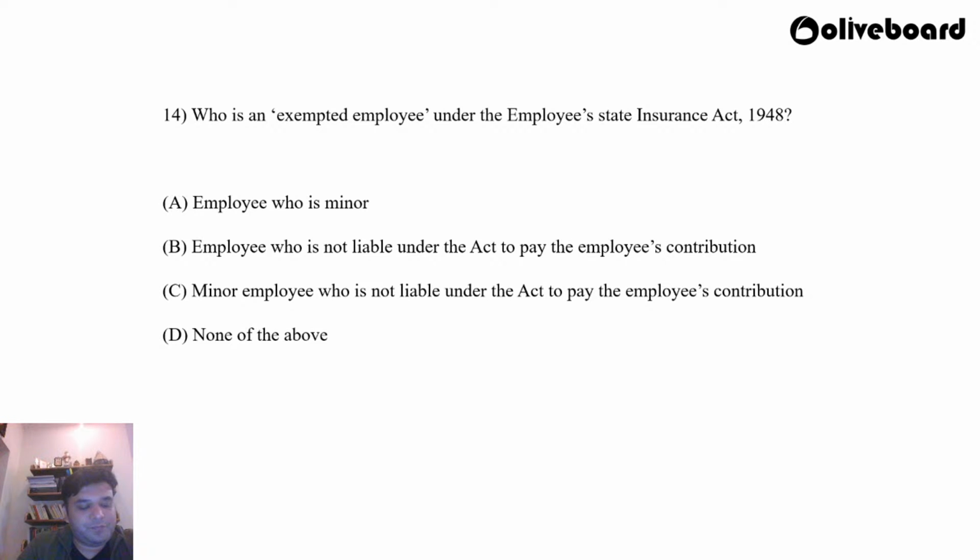Question number 14. The penultimate question of the session. Who is an exempted employee under the Employee State Insurance Act 1948?